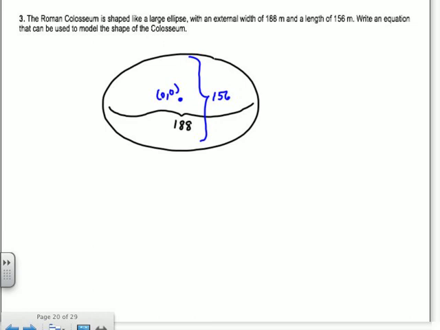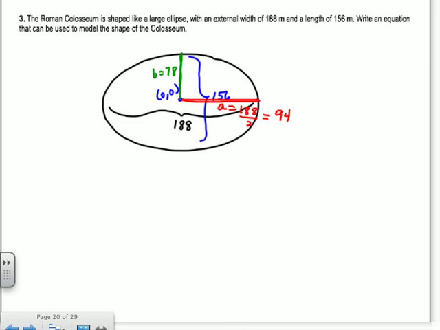Okay, how do I find a and b? Yeah, Elizabeth? Yep. So this distance right here, that's your a value. And a is 188 divided by 2, which is 94. All right, then b is the distance from the middle to the top. So I do 156 divided by 2. So b is 78, good.